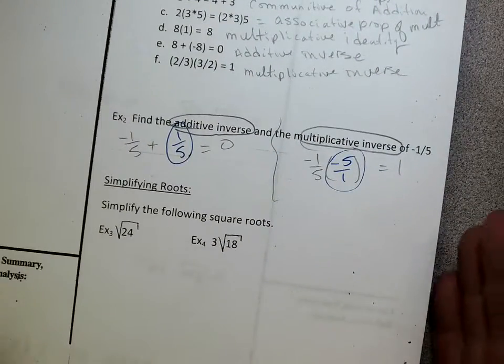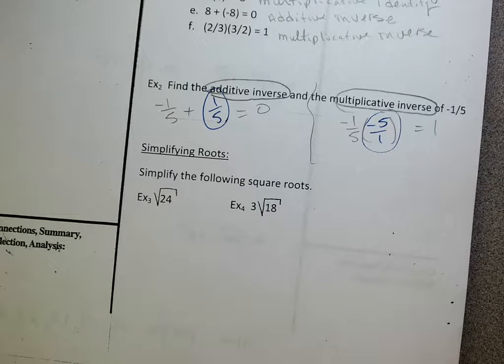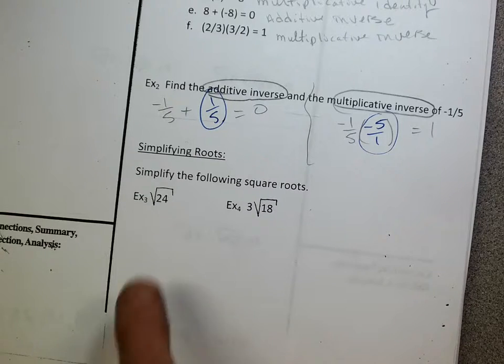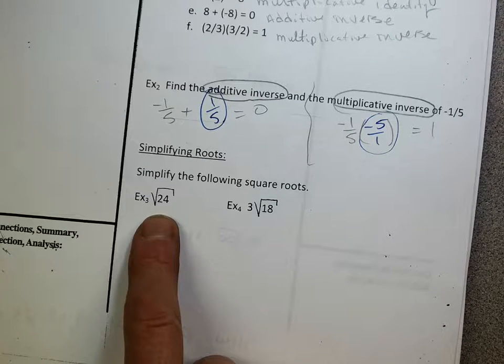Now, I want to see a show of hands. And it's okay if no hands go up. It happens to me a lot. Have you ever simplified square roots? Good. All right. I'm glad to see it. At least half of us, right?